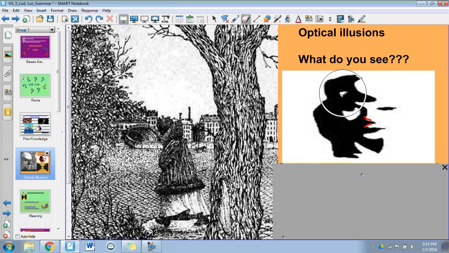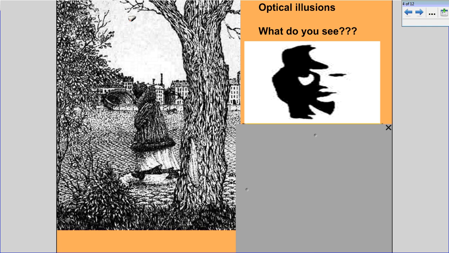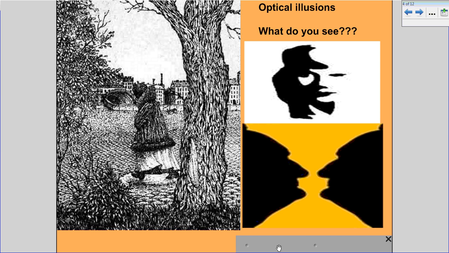All right, I'm going to show you one more optical illusion. What do you see here when you look at this picture? If you focus on the yellow first, you're probably going to see a vase. Then if you focus on the black, you'll see 2 faces. Kind of crazy how optical illusions work. So I want you to be thinking, what do you think Lud Lus means?